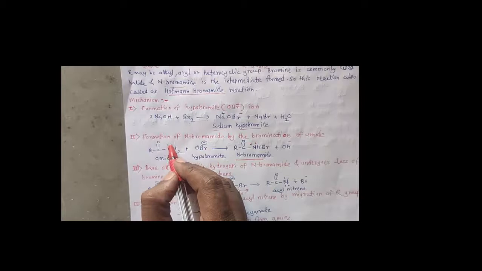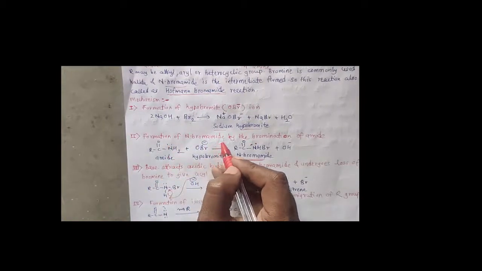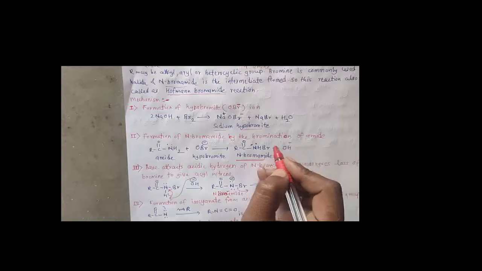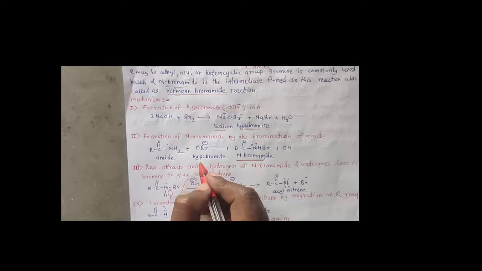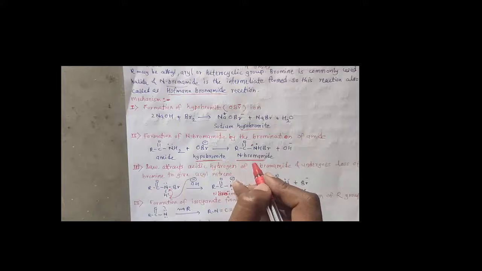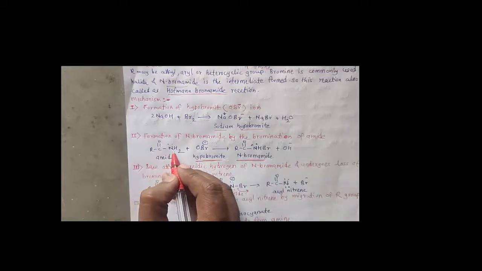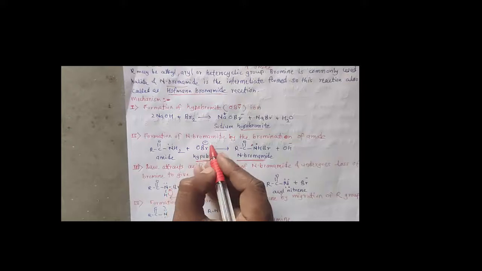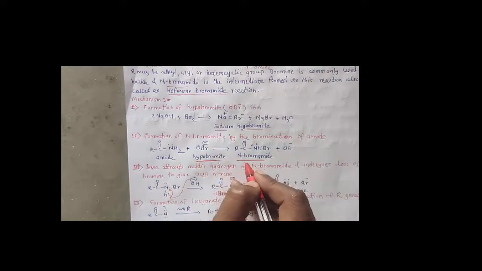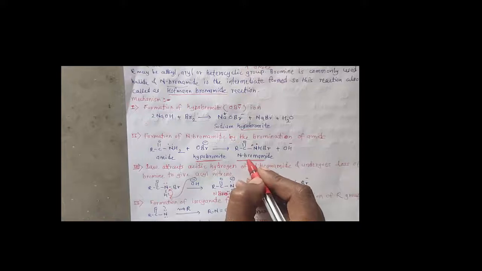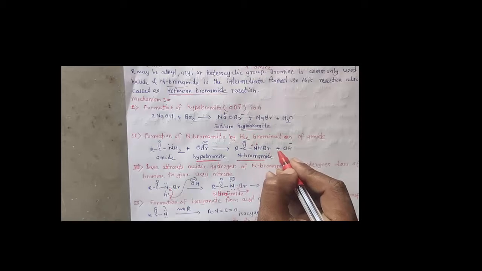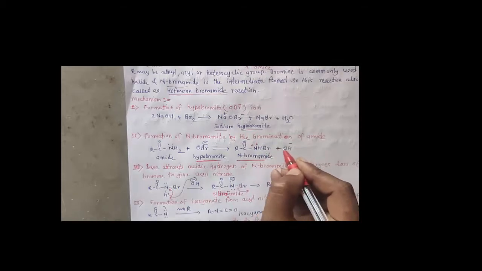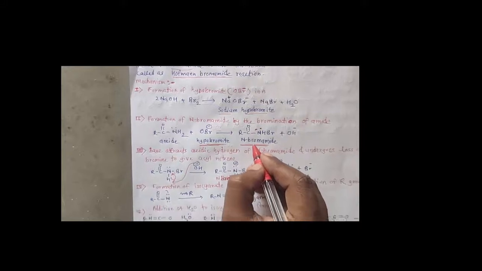The second step involves the formation of N-bromoamide by bromination of amide. The amide undergoes bromination by the action of hypobromite: RCONH2 plus OBr minus reacts and forms the N-bromoamide RCONHBr, plus OH minus.